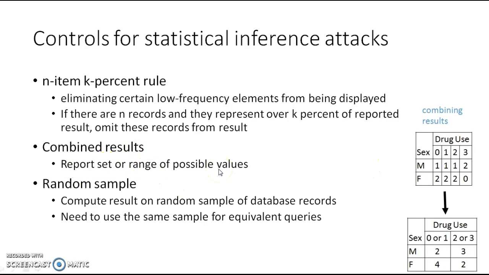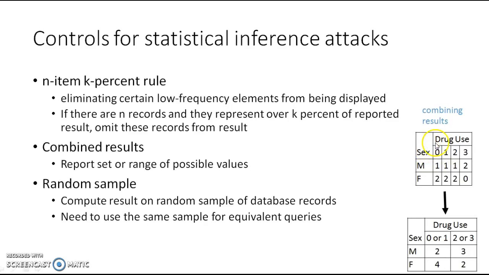Report set of range of possible values. You should not give the combined results of various tables, or report set or range of possible values. Random sample: compute results on a random sample of database records. Randomly you can give, but sometimes computing the result on a random sample of database records may lead to control of the statistical inference attack. Next, you need to use the same sample for equivalent queries. For example, sometimes if a query can be dangerous for an inference attack, you can give some equivalent query to the database, and that query can be executed while the exact query should be rejected.